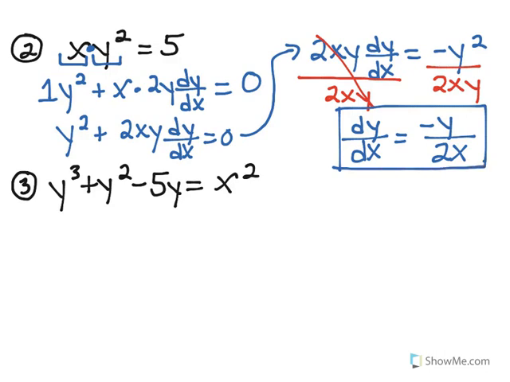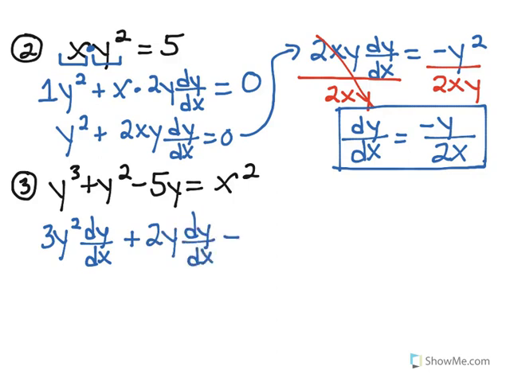Our third example. If I do the derivative of y cubed, I would get 3y squared dy/dx plus the derivative of y squared, 2y dy/dx, minus the derivative of 5y, which is just 5 dy/dx. All of that is equal to the derivative of x squared, which is plain old 2x. Don't forget to do the derivative of both sides.